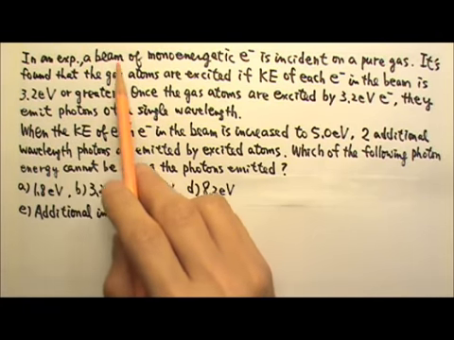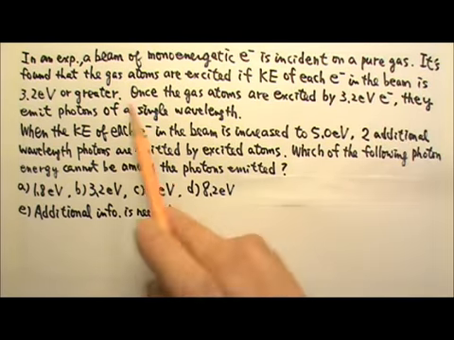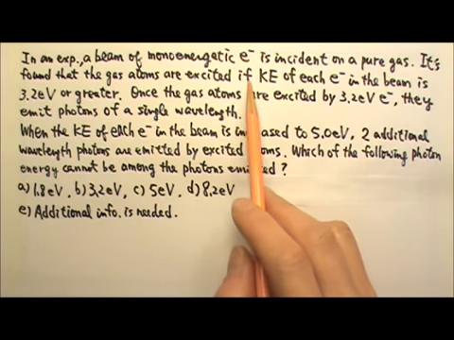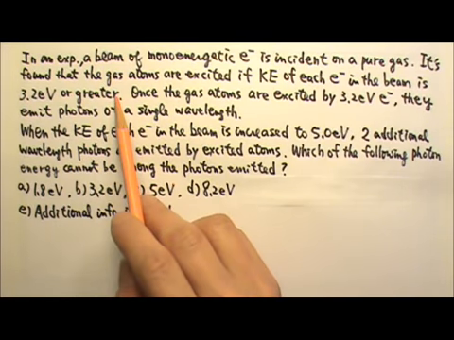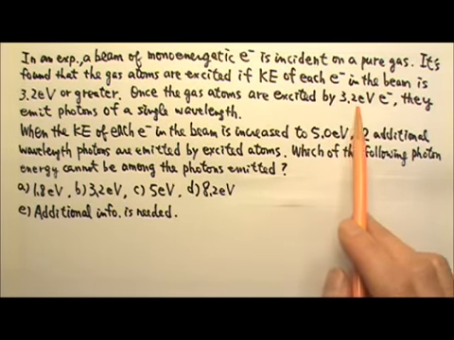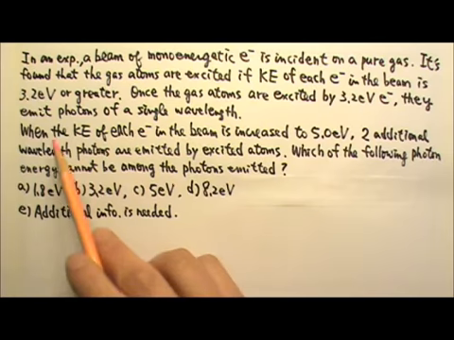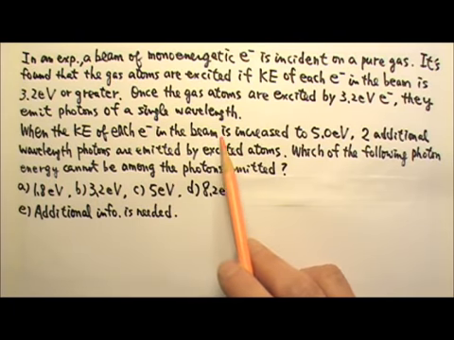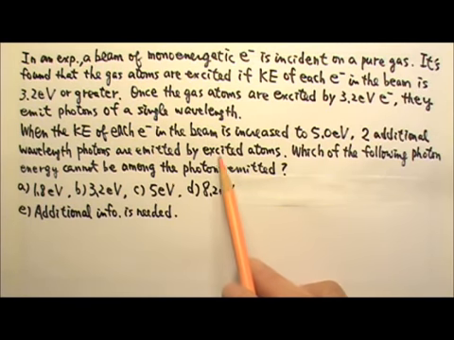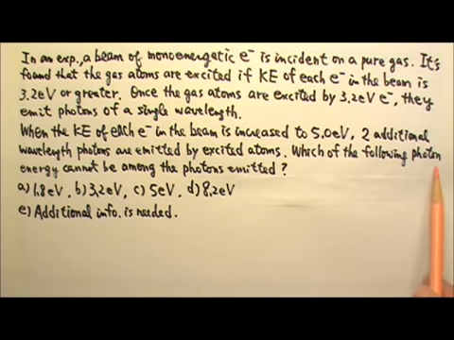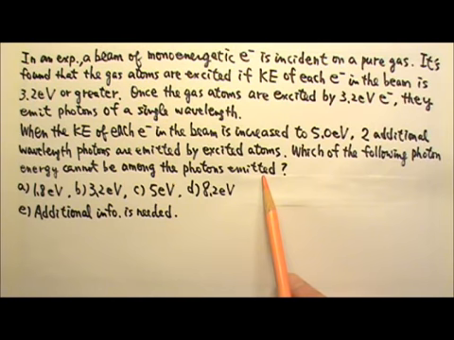In an experiment, a beam of monoenergetic electrons is incident on a pure gas. It is found that the gas atoms are excited if the kinetic energy of each electron in the beam is 3.2 eV or greater. Once the gas atoms are excited by the 3.2 eV electrons, they emit photons of a single wavelength. When the kinetic energy of each electron in the beam is increased to 5 eV, 2 additional wavelength photons are emitted by excited atoms. Which of the following photon energies cannot be among the photons emitted by the atoms excited by the 5 eV electrons?